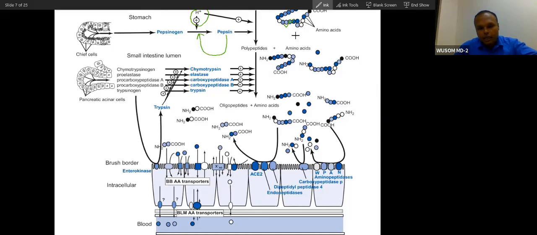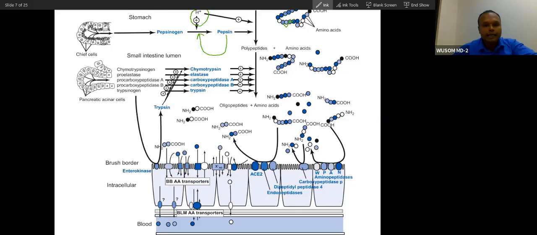Actually, not all protein will be acted upon. Some protein will still be there. Peptones plus big polypeptides and proteins will again reach the small intestine, the duodenum. In the second part of the duodenum, pancreatic juice is secreted. What will happen there?